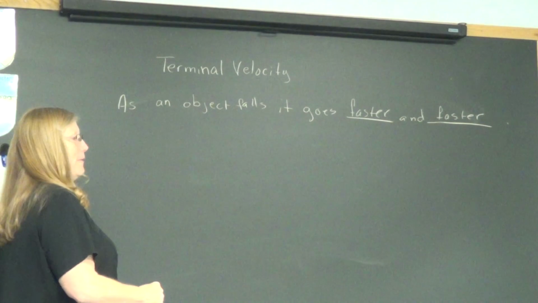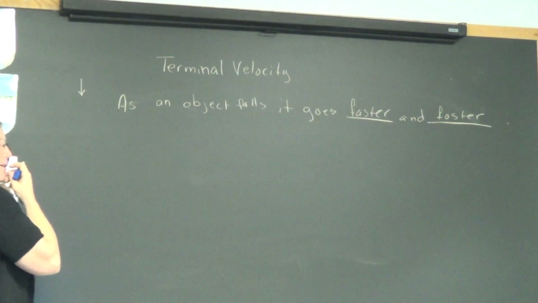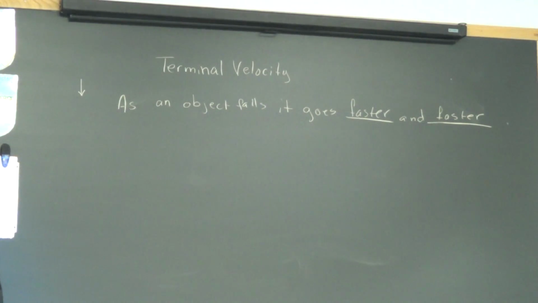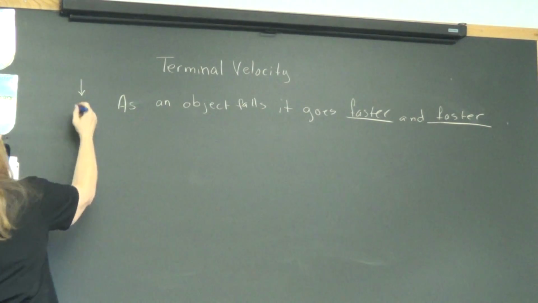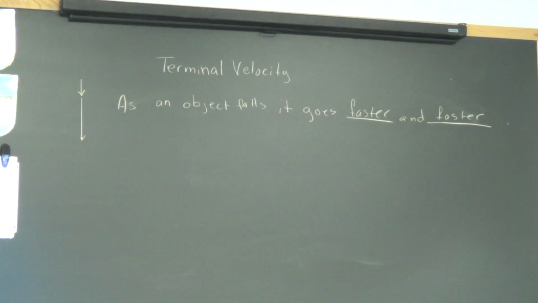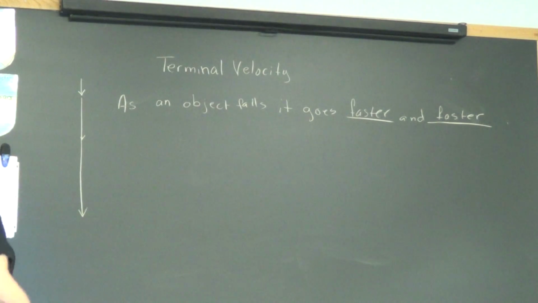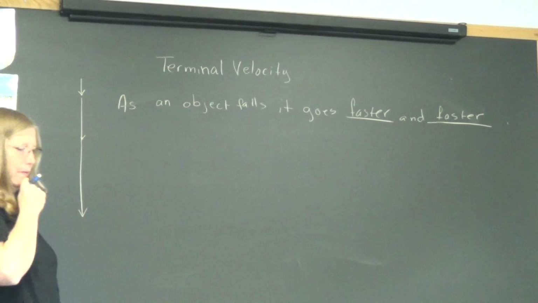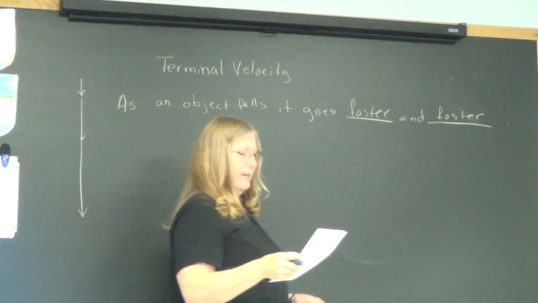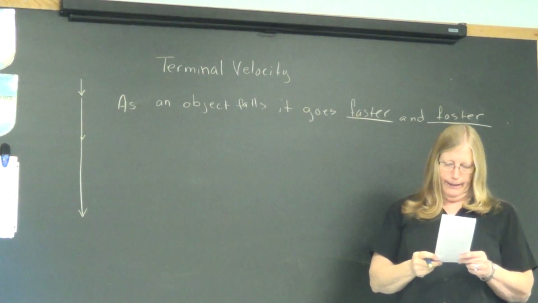As an object in free fall falls, it goes faster and faster. So let's draw what that would look like. Somewhere on your paper, draw the first second, it goes that much, but if it's going faster, the second second, it's going to go a lot further, and the third is going to go even further. So draw a couple arrows showing how an object travels toward the Earth. It's accelerating.